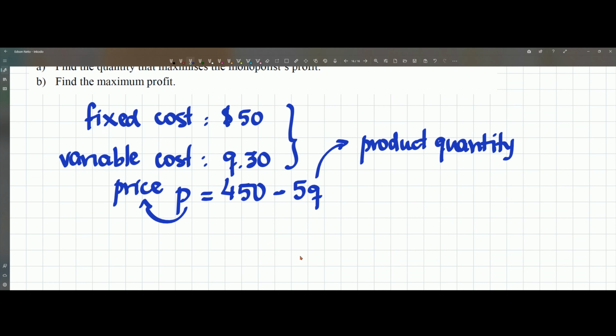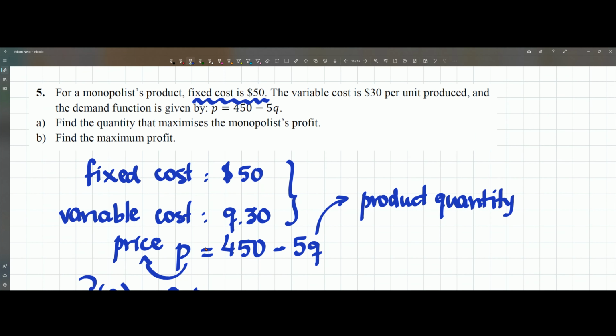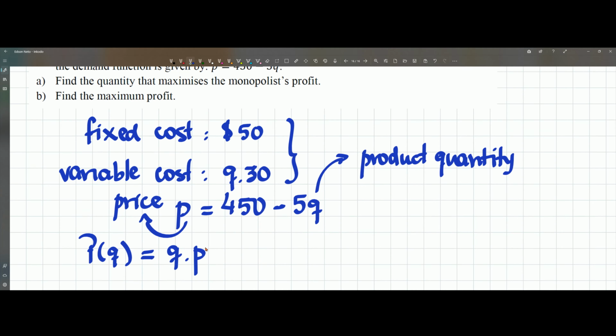Now, if we want to know how much we can get from a sale for a certain quantity, for instance 10, you need to do the following: the profit, with the capital P of Q, that's a function, is Q, the quantity, times the price. That means quantity times the price. Price is the demand function.